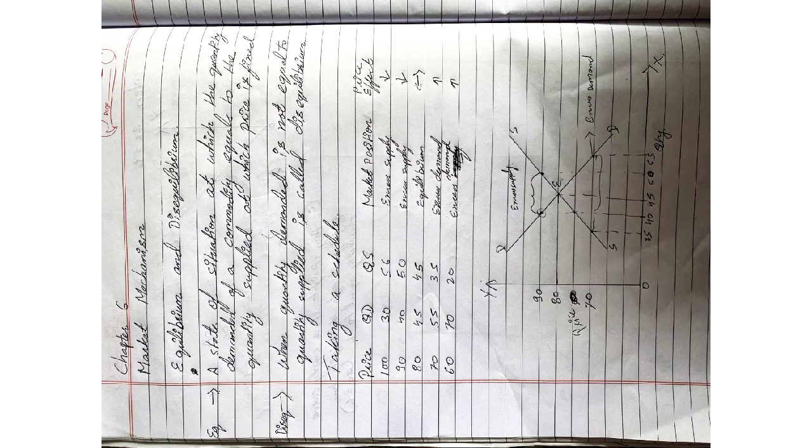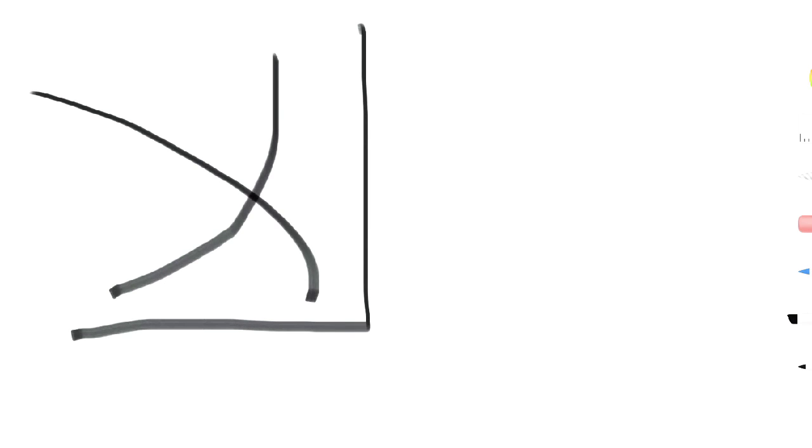So what is the equilibrium point? We know that demand is a downward sloping curve and supply is an upward moving curve. So if I ask you what is the equilibrium point, you will say the point at which demand equals supply, the point at which there is an equilibrium.